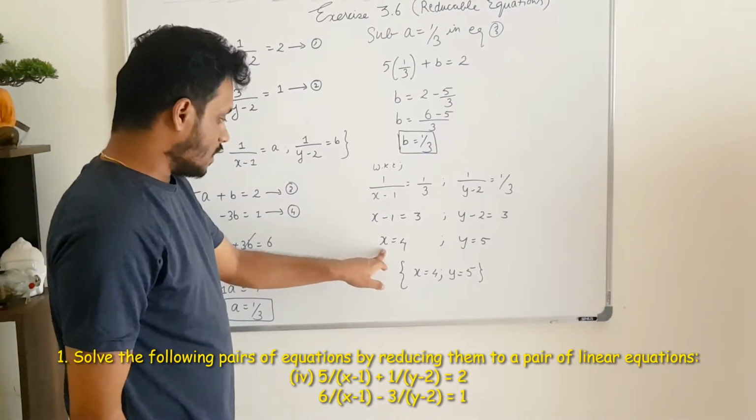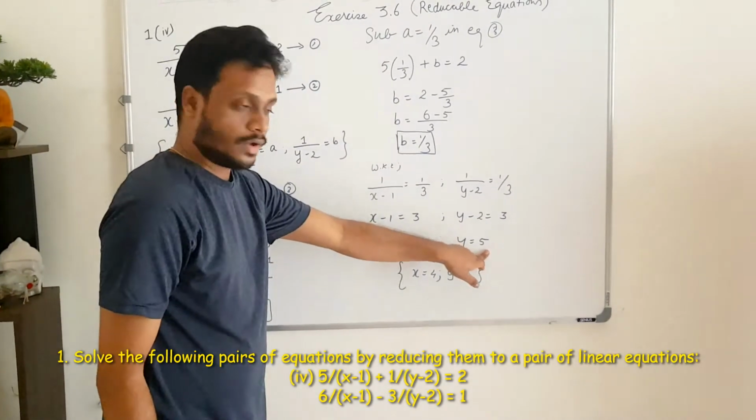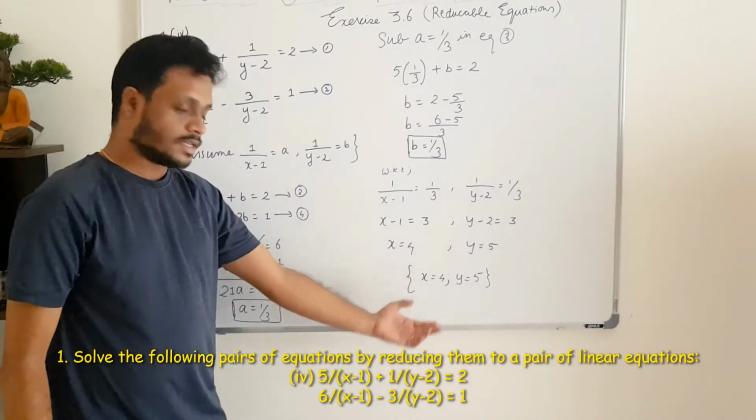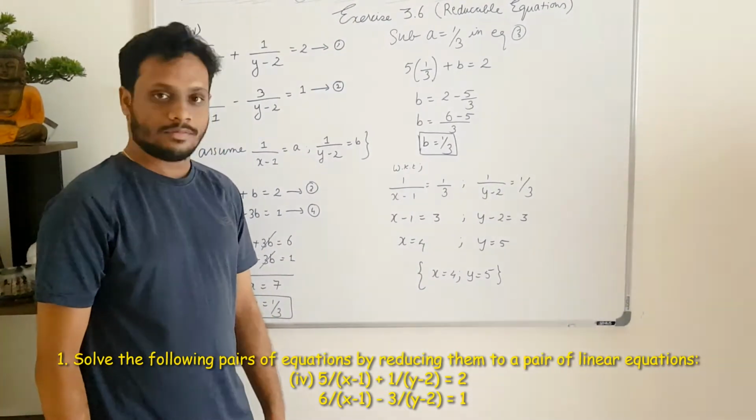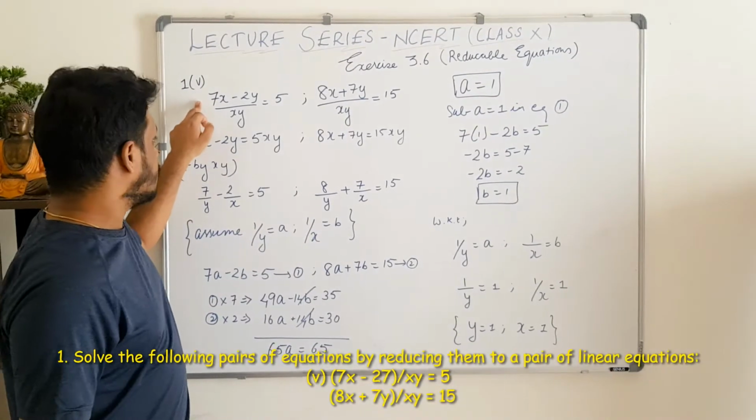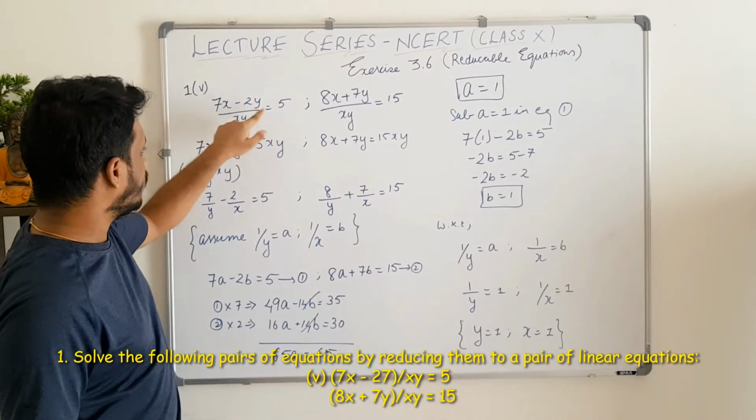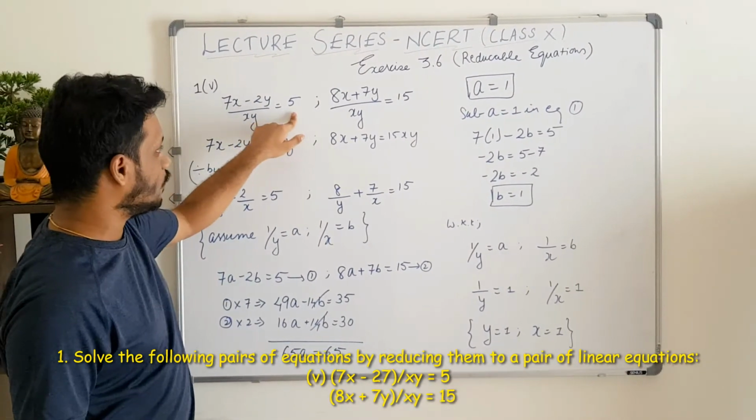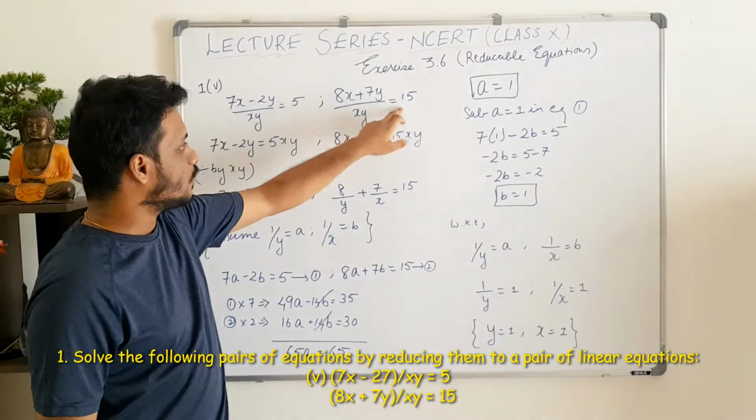On further simplification, I get x is equal to 4 and y is equal to 5. Therefore, the solution for this equation is x is equal to 4 and y is equal to 5. Moving on to the fifth subdivision, the equation is (7x minus 2y) by xy is equal to 5 and (x plus 7y) by xy equal to 15.